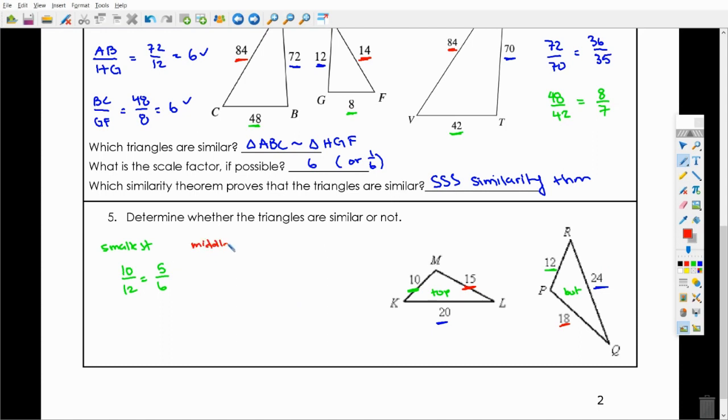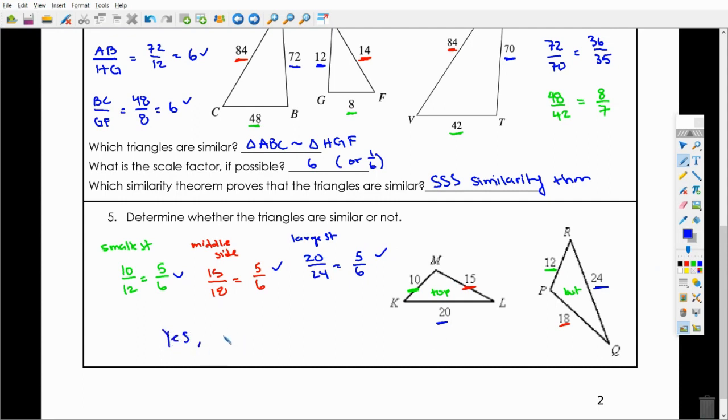Keep going. I'm going to do the middle one now. So the middle side, 15 over 18. Simplify that. 5 over 6. So looks good so far. And then the largest. So the largest there is 20 over 24. And surprise, surprise, it's 5 over 6 again. So it looks good. Those are supposed to be check marks.